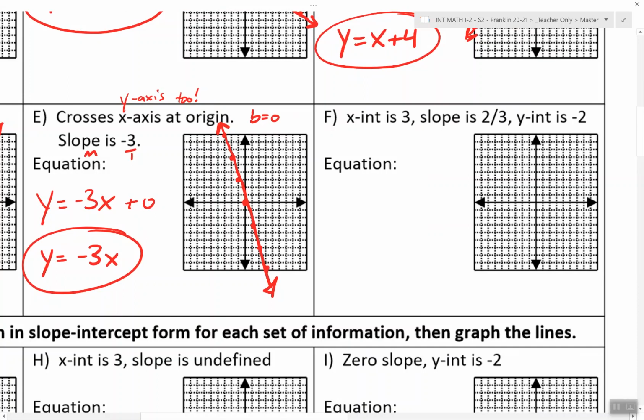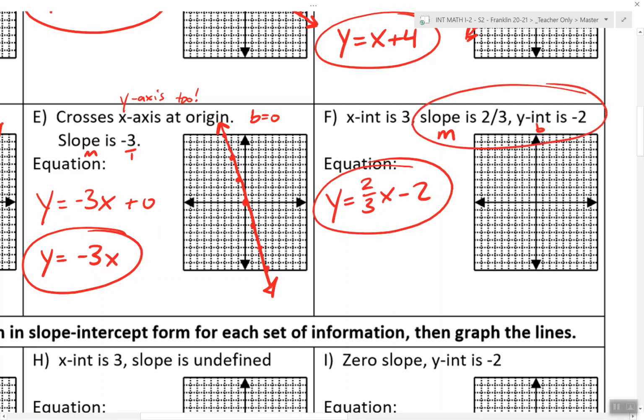Okay, for example F, the x-intercept is 3, the slope is 2/3, and the y-intercept is -2. So we have 3 pieces of information here. But remember, all we need is m, the slope, and b, the y-intercept. The x-intercept we don't really care about. It'll help us know that we graph our line right, but we don't need it for the equation. So we just need the slope, which is 2/3. So y equals 2/3 x, and we also need the y-intercept, the b value, which is -2. So y equals 2/3 x minus 2, right? Just use those numbers there.